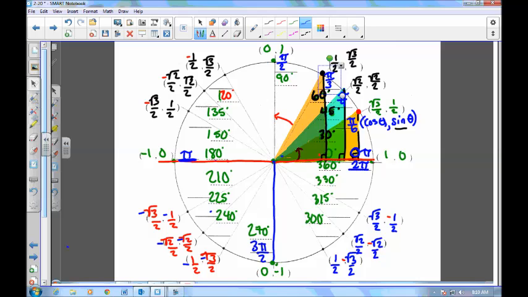You can do that formula every time to fill out the rest of the chart, but it'll take you a while. Or you can notice a pattern. Remember, you have to be able to fill one of these out by yourself. It's faster if you see the pattern.